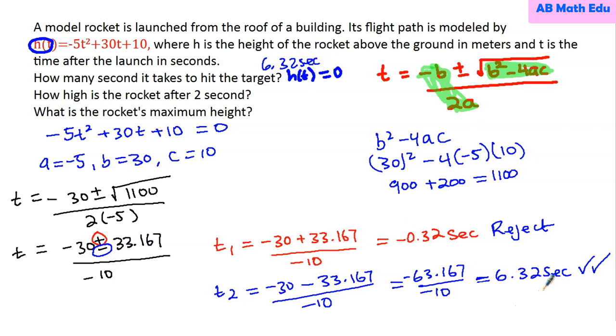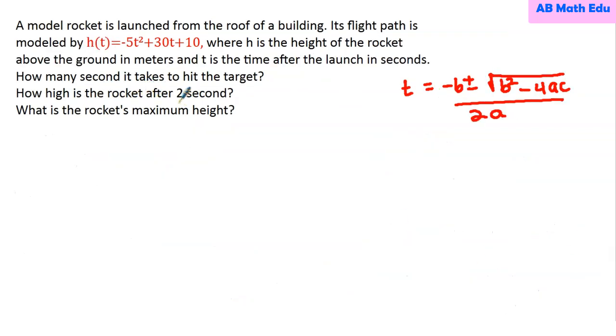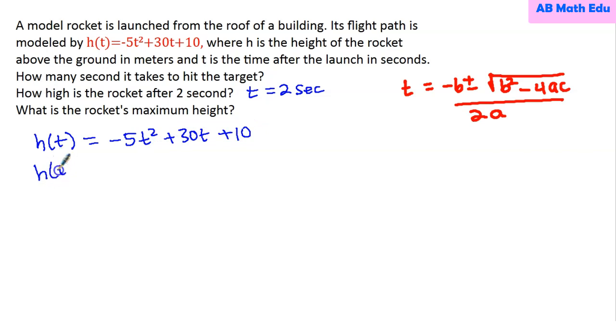How high is the rocket after 2 seconds? So here, when t is equal to 2 seconds, we can use the original equation. H of t has been given as this, but this time the t has to be replaced with 2. And trust me, this is much easier, but it can be really hard for some students. You're just replacing t here with 2.